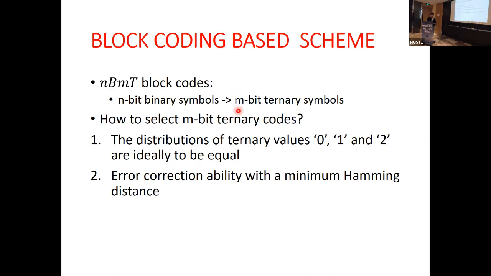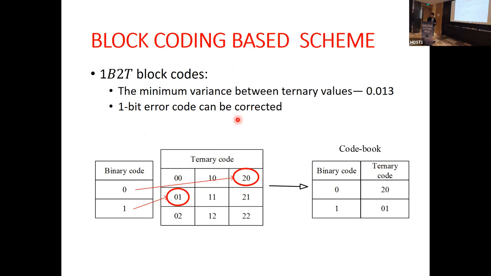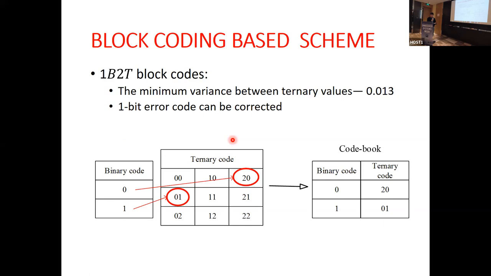Let's take one example. The 1-bit binary code 0 is mapped to the 2-bit ternary code 20, and the bit 1 is mapped to the ternary code 01, because the selected ternary codes have the minimum variance, and a 1-bit error can be corrected. The mapping relationships are stored in a codebook and are shared between the transmitter and the receiver.